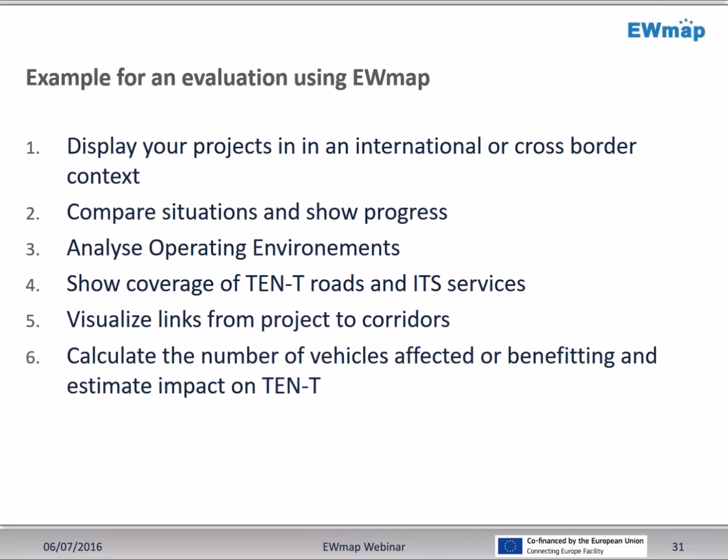Or you can also calculate the number of vehicles affected or benefiting, and estimate impact. For instance, that's what we did in Germany: we did not only look at the distribution of operating environments over kilometers of sections, but by adding on our own system, based on the data that we have taken from EWmap, the number of vehicles or the number of trucks or lorries, we can of course calculate the number of vehicles benefiting from a certain measure or from a certain project. Next slide, please.